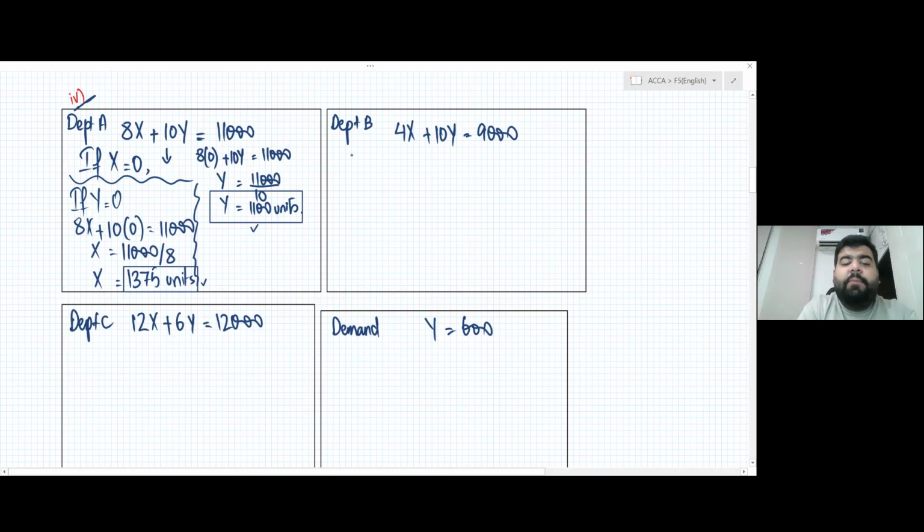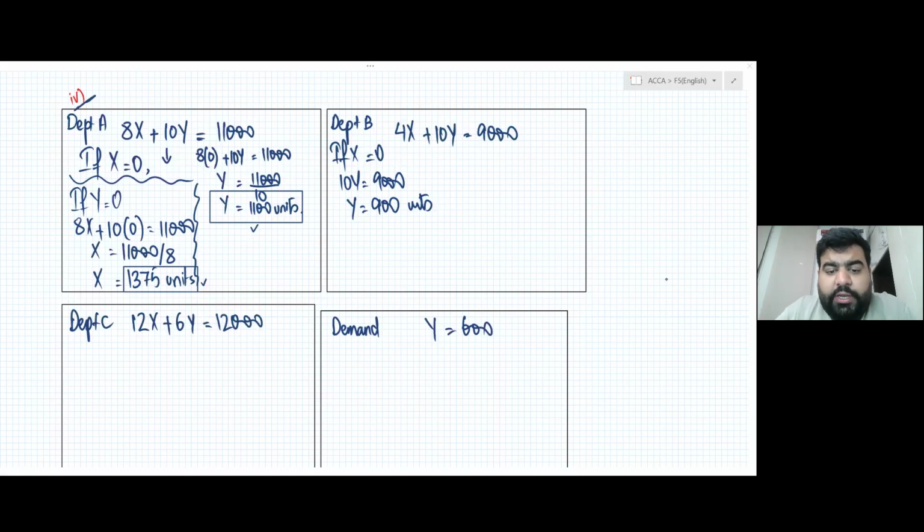For department B, same scenario: if X is 0, then 10y is equal to 9,000, because X is 0. Y will be 9,000 divided by 10. We know that it will be 900 units, right? Okay. So Y will be produced 900 units if X is produced 0.